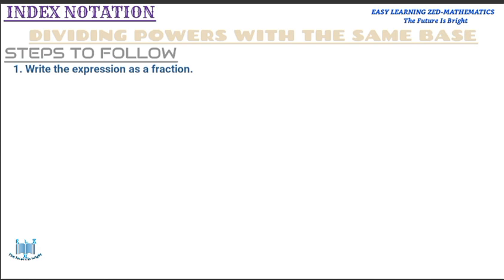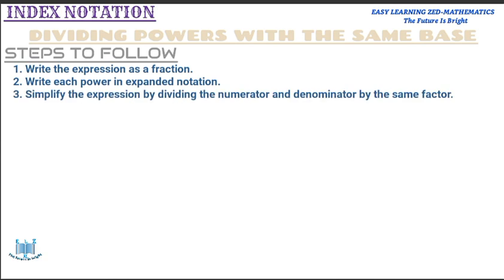After I've written it as a fraction, the next thing you need to do is write each power in expanded notation. Once you have written them in expanded notation, the next thing you need to do is simplify the expression by dividing the numerator and the denominator by the same factor.